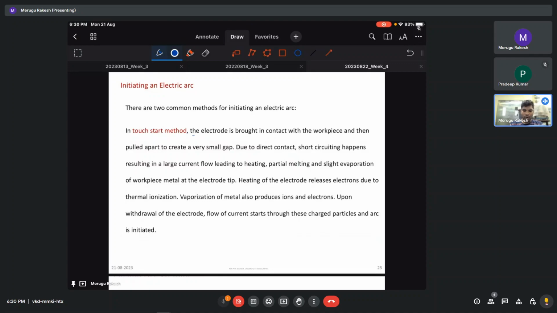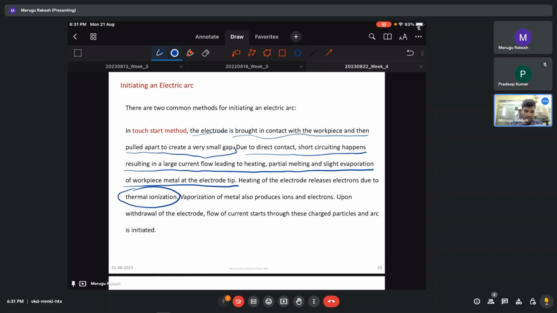The electrode is brought in contact with the workpiece and then pulled apart to create a very small gap. Due to direct contact, short circuiting happens, resulting in a large current flow leading to heating, partial melting and slight evaporation of the workpiece metal at the electrode tip. Heating of the electrode releases electrons due to thermal ionization. Vaporization of metal also produces ions and electrons. Upon withdrawal of the electrode, current starts to flow through these charged particles and the arc is initiated. This is what happens behind the touch start method.